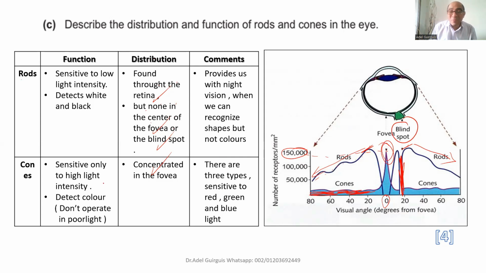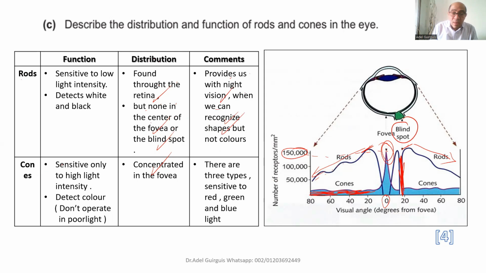What about the function now? Rods are sensitive to low light intensity, at dim light. At sunset, we can depend on rods. For what? To detect white and black figures. Rods provide us with night vision, when we can recognize shapes but not colors. This is the function of rods.